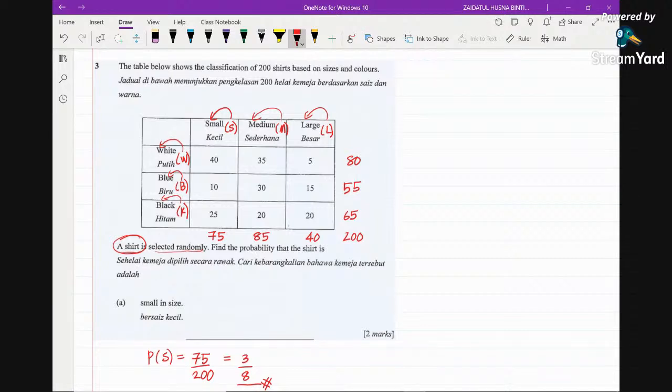So in this case, our NS is still 200. Why? Because out of 200, we choose one only. So that's why the NS remains as 200. Yeah? So this is our NS.